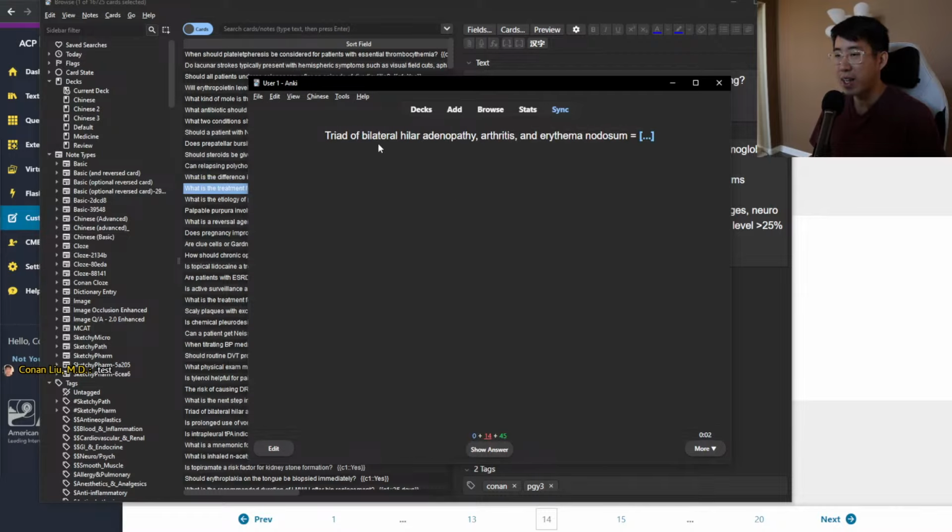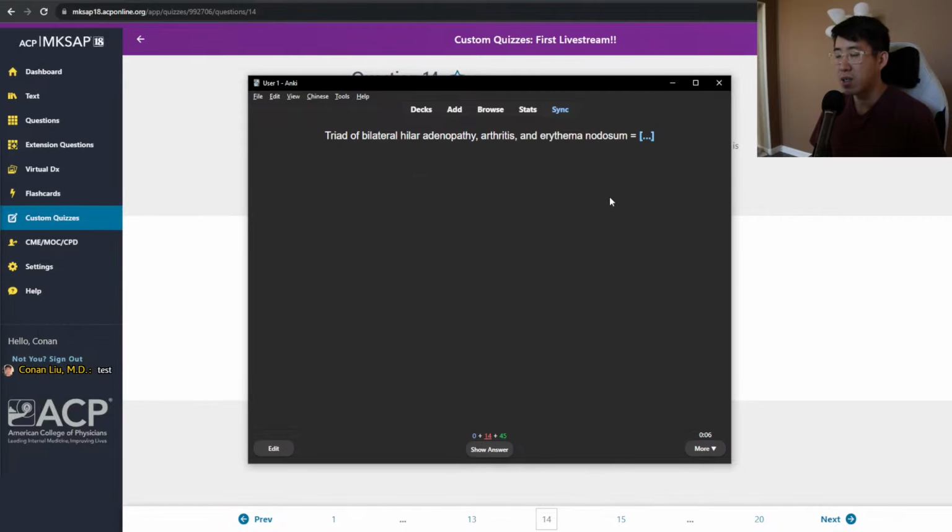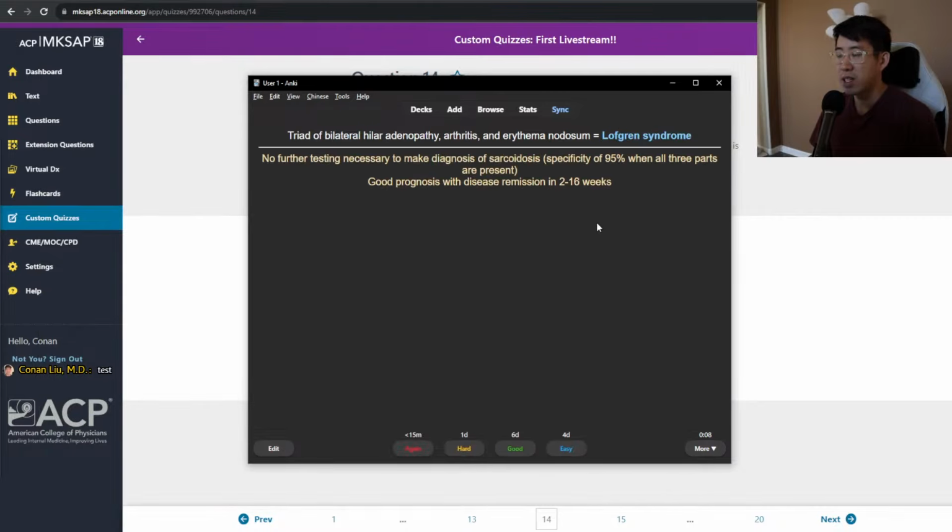The triad of bilateral hilar adenopathy, arthritis, and erythema nodosum, that's going to be Lofgren's syndrome. For some reason, MixApp really likes this syndrome, and so it's patients with sarcoidosis, basically, who have arthritis and erythema nodosum, and this is very, very specific for making the diagnosis of sarcoidosis. You don't have to get a biopsy or anything after that.